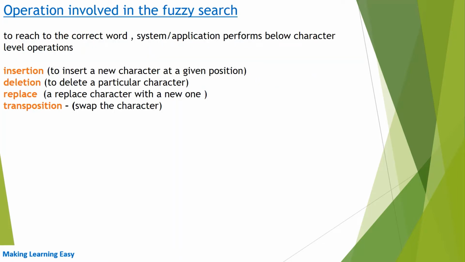There are a few logical operations performed to reach the correct word or the target word in fuzzy search. First is insertion, used to insert a character at a given position in the original word. Deletion deletes a particular character from the original word. Replace a character. Transposition swaps characters.